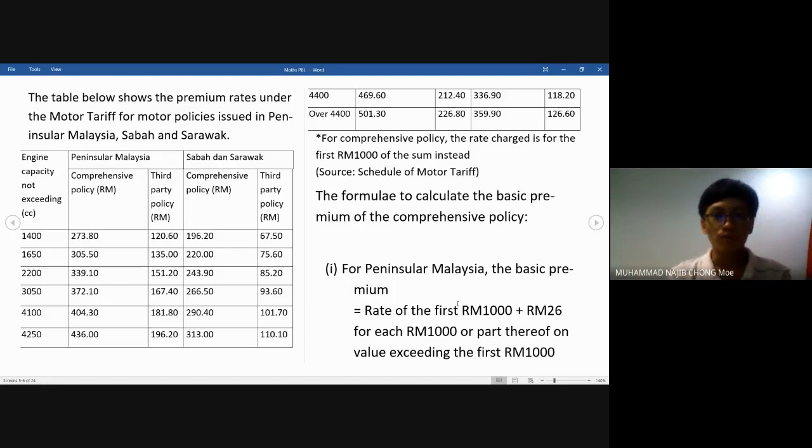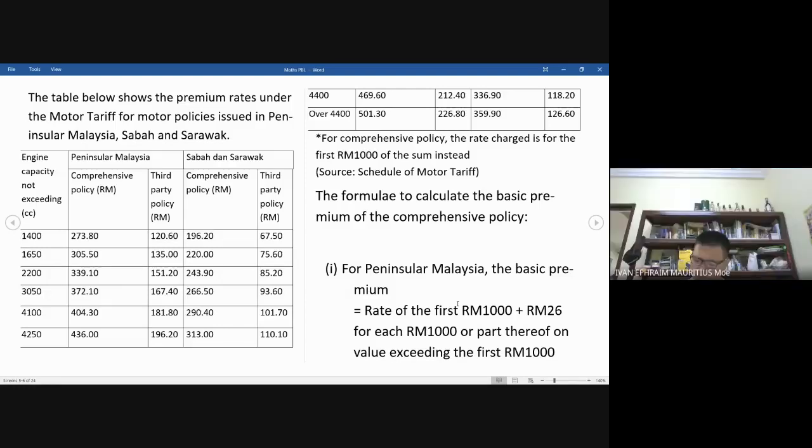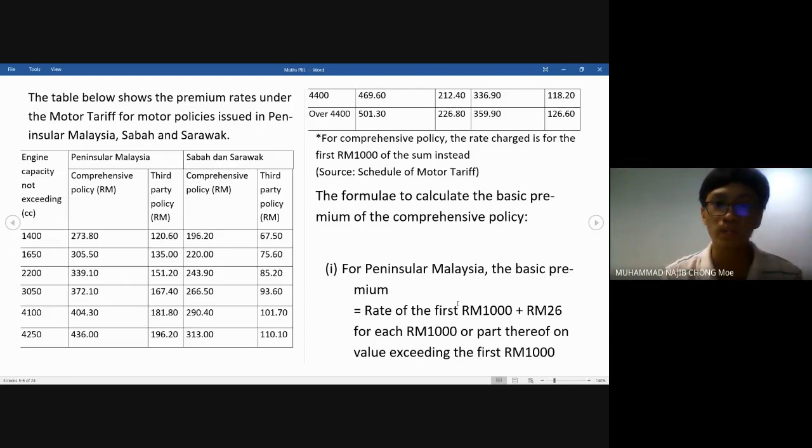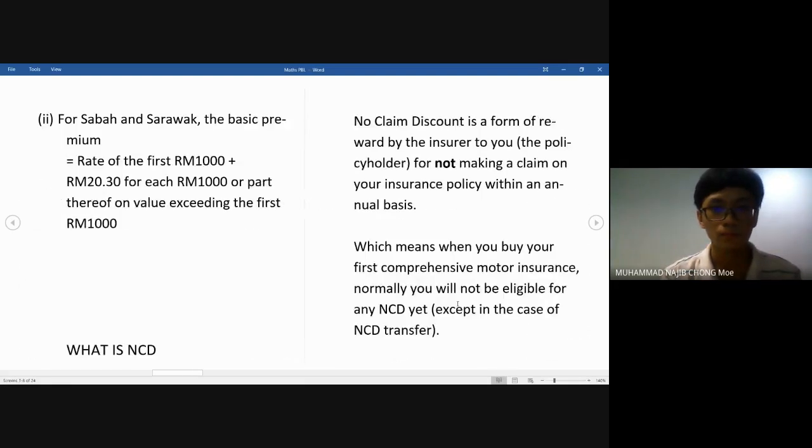I'm going to talk about the formula to calculate the basic premium of the comprehensive policy. First, for Peninsular Malaysia, the basic premium is the rate of the first 1,000 ringgit plus 26 ringgit for each 1,000 ringgit or part thereof on value exceeding the first 1,000 ringgit. For Sabah and Sarawak, the basic premium is the rate of the first 1,000 ringgit plus 20 ringgit 30 cents for each 1,000 ringgit or part thereof on value exceeding the first 1,000 ringgit.